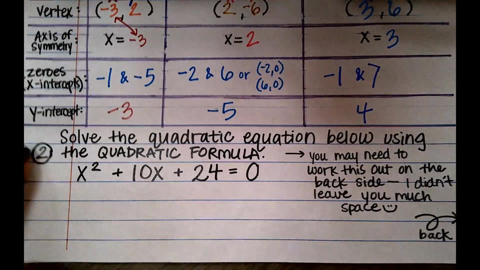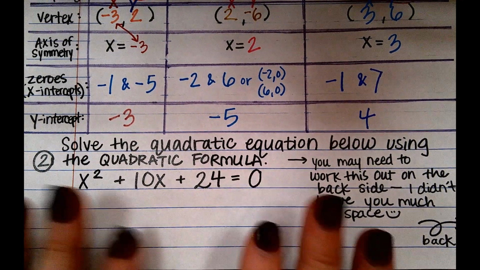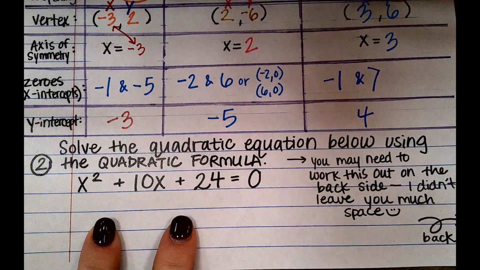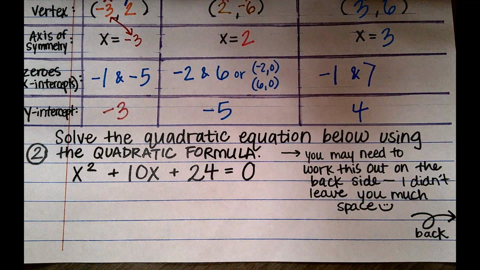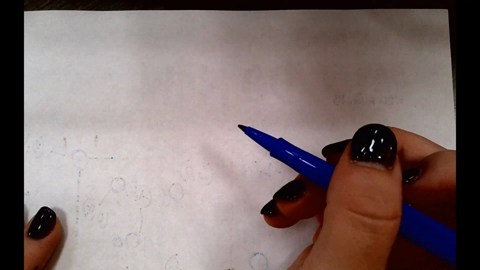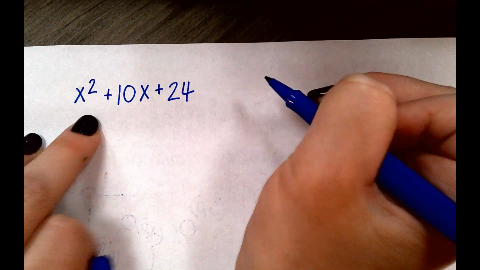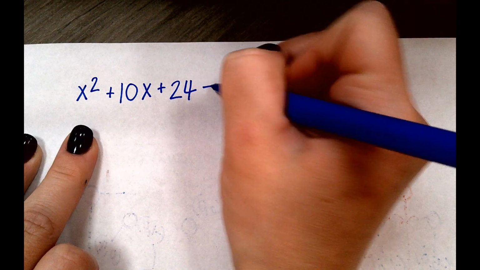But let's do this. So we've taken a break from quadratic formula because we've been looking at parabolas. So I'm going to flip my page over because, like I said on this little note, I didn't leave you much space. So I'm going to rewrite this, and we're just going to review these steps real quick. Can I walk through the discriminant part? Sure. Before that, can you read me the problem so I can write it again? X squared plus 10x plus 24 equals 0. Perfect.